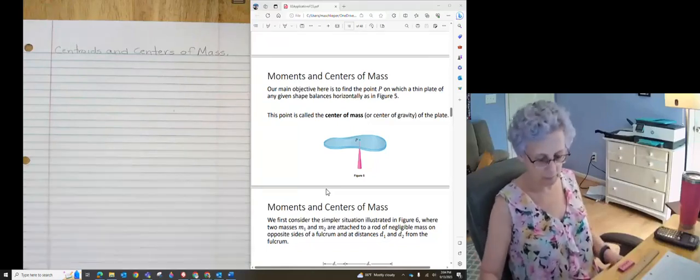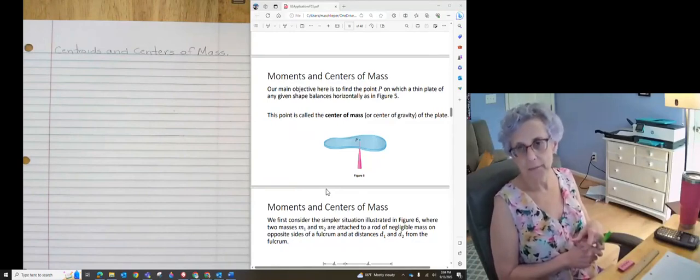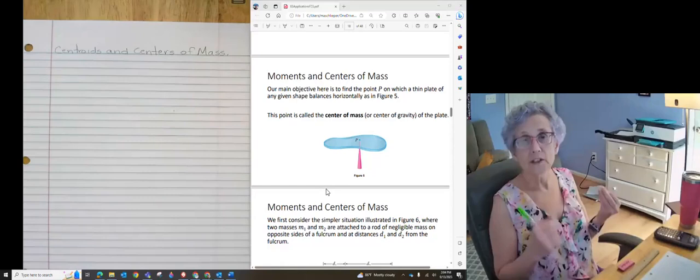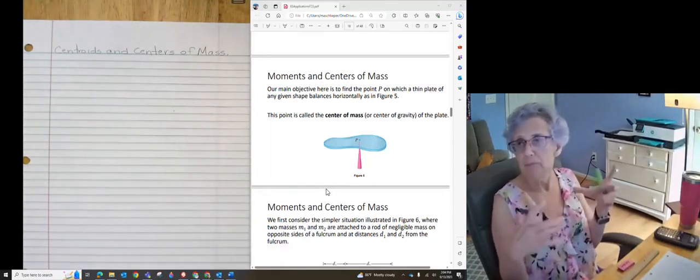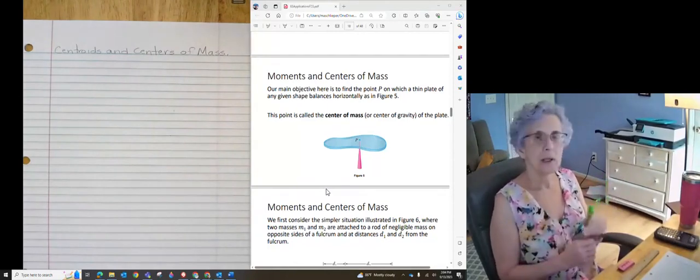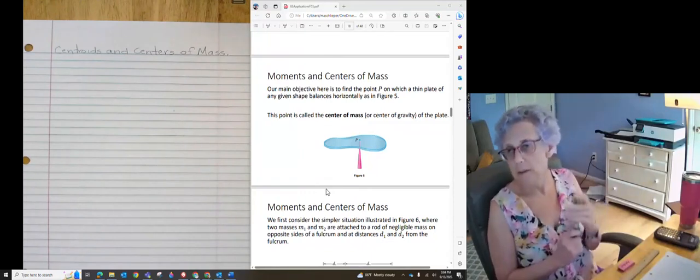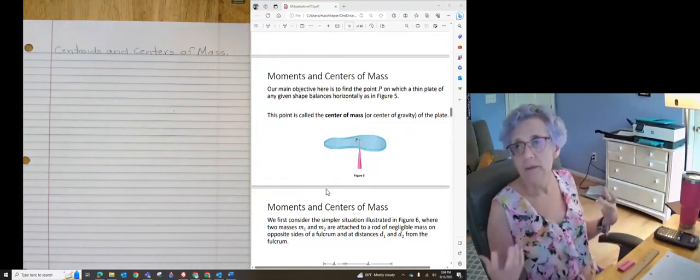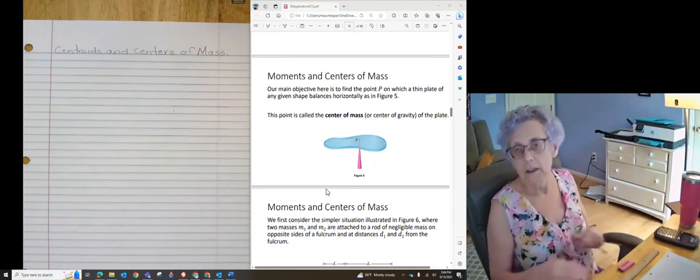The next little section here is about moments and center of mass. So our goal is to find the center of a thin plate where we could balance it on an object. The point is called the center of gravity or center of mass for the plate.